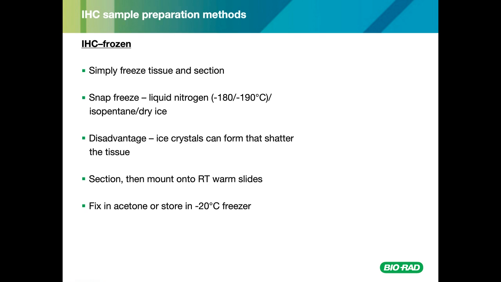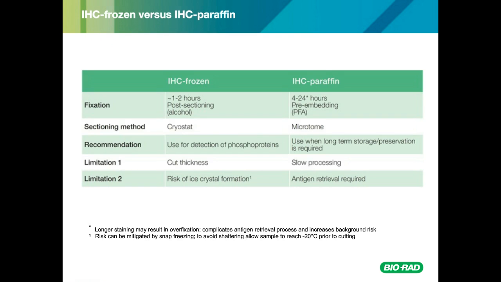To summarize, the IHC frozen protocol starts with the snap freezing, followed by sectioning, mounting, and finally fixation. Before we move on to the staining part of the webinar, I would quickly like to compare the two sample preparation methods we discussed. IHC frozen is a quicker method compared to IHC paraffin. This is mainly due to the length of the fixation step, which is around 1 to 2 hours for IHC frozen and up to 24 hours for IHC paraffin.